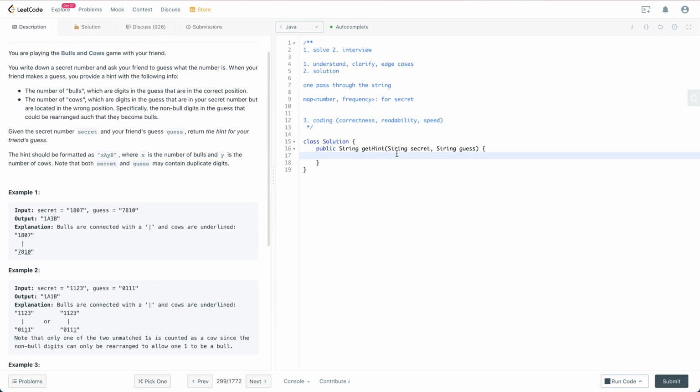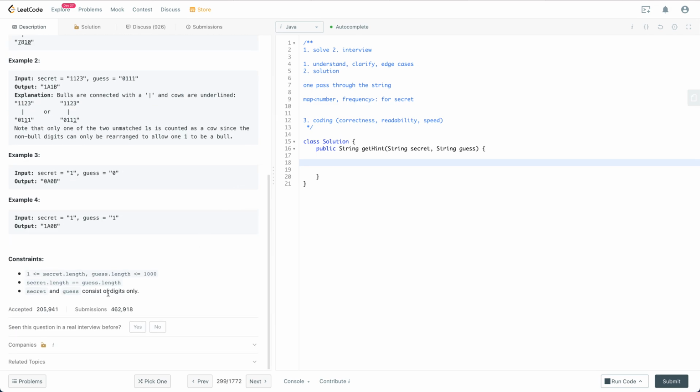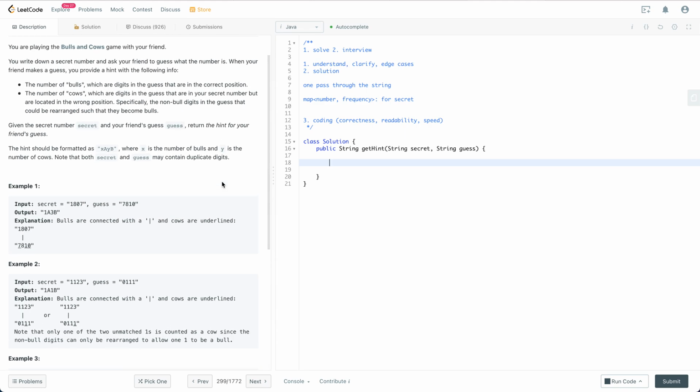So let's get started. Initially we should have secret and guess. I think we don't need to do edge case checking here because it says that the secret and guess are going to have the same length and digits only, so we don't need to check for illegal things. Let's start coding directly.